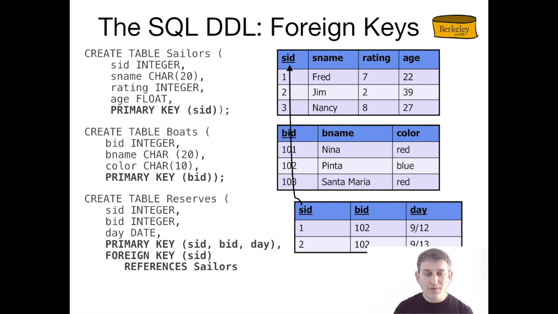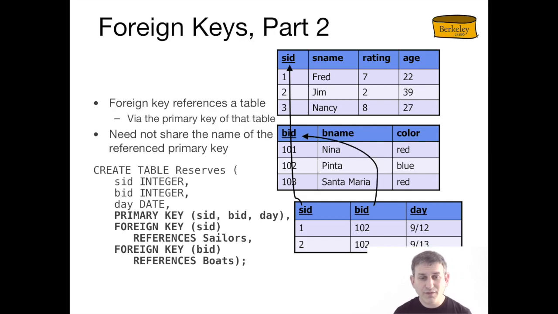Now notice that when we said references sailors, we didn't say which column of sailors. By definition, a foreign key references the primary key columns of the table that it references. So in this case, the primary key of sailors is the column SID. And so the reference SID in reserves is to the SID column of the sailors table. Okay, but if that column had been called sailor ID, then it would have been a pointer to something called sailor ID. The primary key of sailors is the referent. It's the thing we reference when we say references sailors. All right. Similarly, we can have a foreign key that references boats by BID. So BID is a column in reserves that references the primary key of boats.